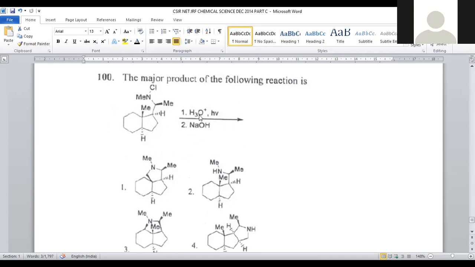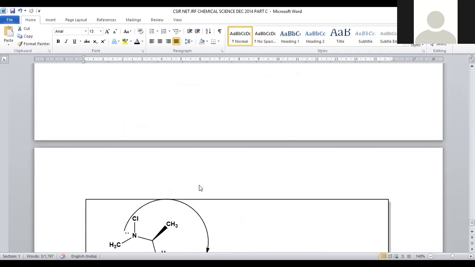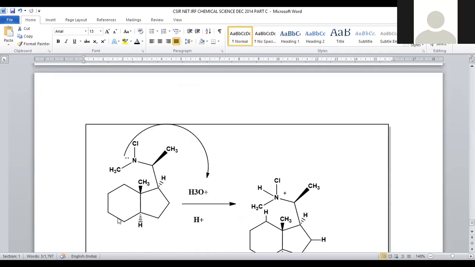Now it will be treated with protonated water, and also under HNO conditions in the presence of alkali, sodium hydroxide will be added to the system, right? So you can assume this is a question from photochemistry, and also you can say the question is from reagents also, right? So let us go with the detailed mechanism for the reaction. Here is the system where the bicyclic ring system will be there. In the terminal center we have nitrogen.